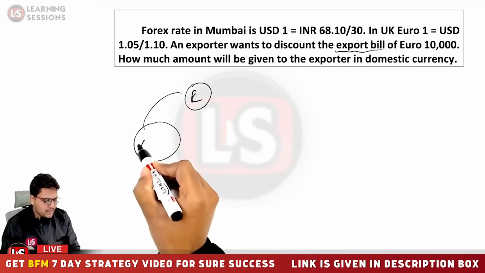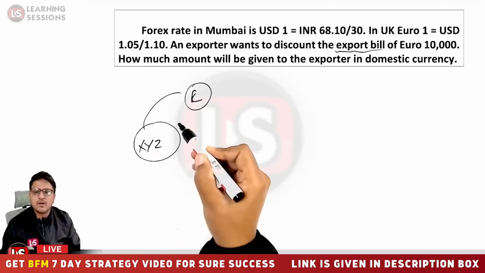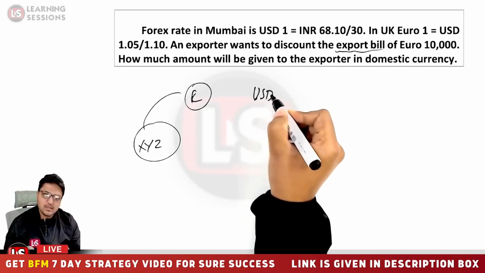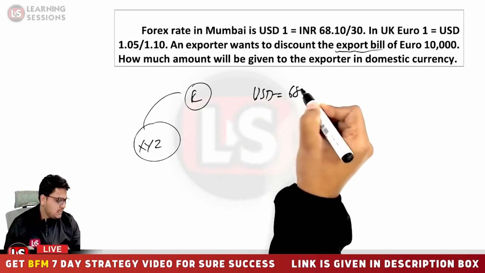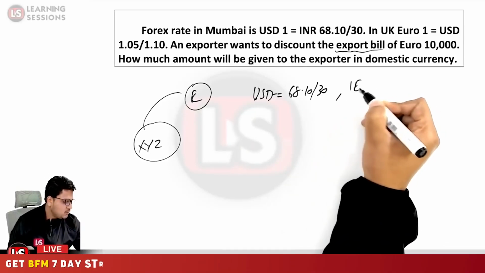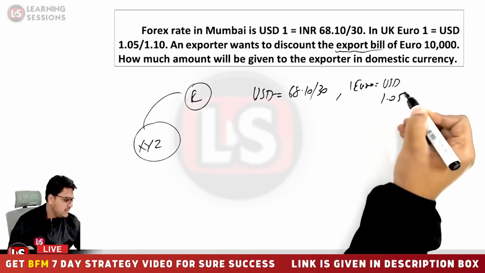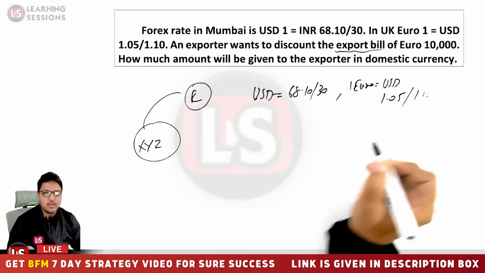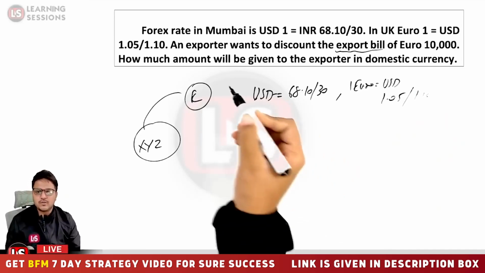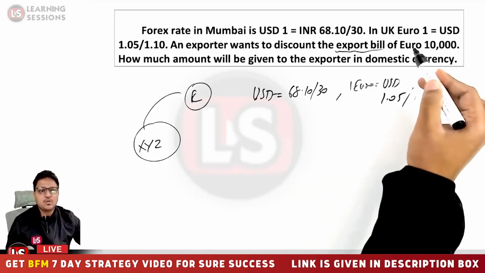So the exporter went to the bank over here, XYZ bank we are considering for our reference purposes, and we are just thinking about what price will be quoted by the bank to the customer. Now the forex rate for 1 USD to INR is given to be 68.10/30, and further in UK 1 euro is given to be USD 1.05/1.10. Now what is the scenario over here? The bill is drawn in Euro 10,000. It's not in USD. You must keep that particular thing in mind. So it's in euro over here.